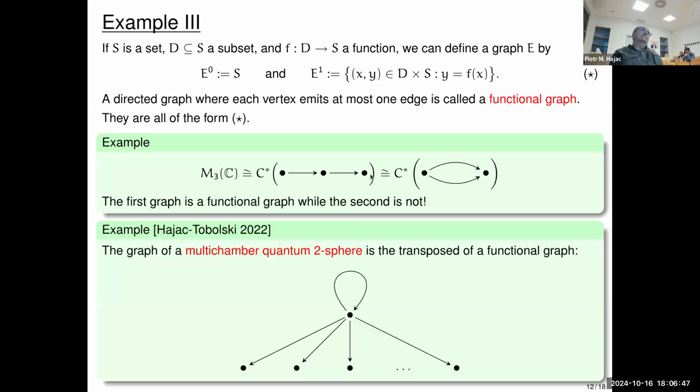Okay, but now there is a less trivial example, which is given by multi-chamber quantum spheres. Here you have a special vertex with a loop and a number of other vertices, say k other vertices, and there is an arrow from the special vertex to each one of the others. This is not really a functional graph, but it is the transpose of a function. Here every vertex receives at most one edge. And this is actually what I'm interested in, not the functional graph, but the transpose of the function. And we will see why I mentioned this later.